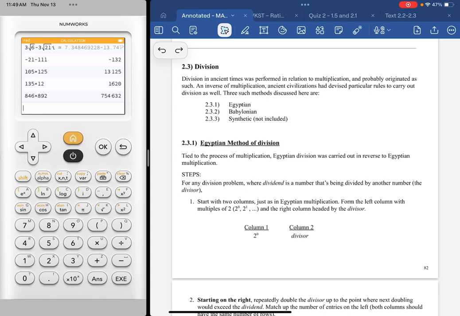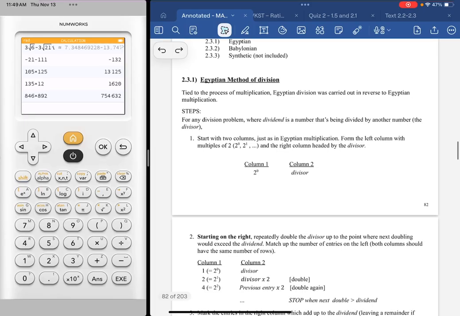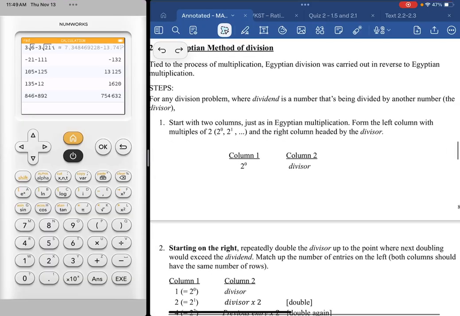All right, but the Egyptian method of division is tied to the method of multiplication, because division is really just a special form of multiplication, where the dividend is a number that's being divided by another number, which is known as the divisor. So we start with two columns, just like we would for Egyptian multiplication. Form the left column with powers of 2, so 2 to the 0th, first, second, and so on. And the right column, we can head that with divisor.